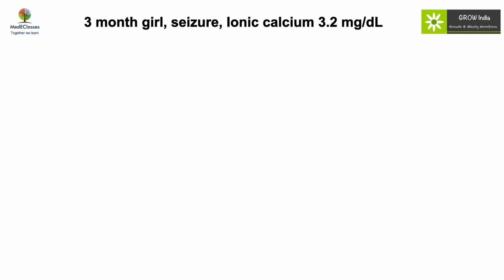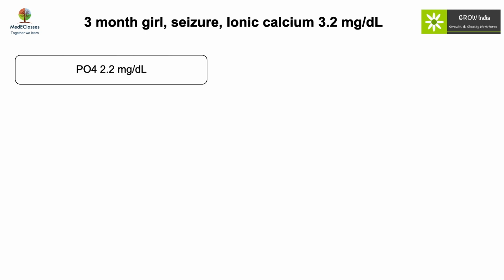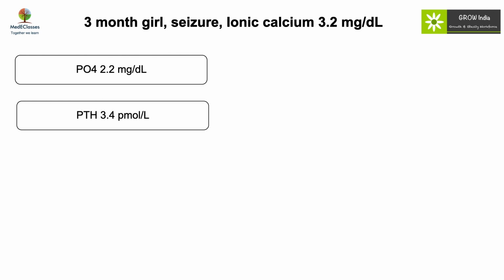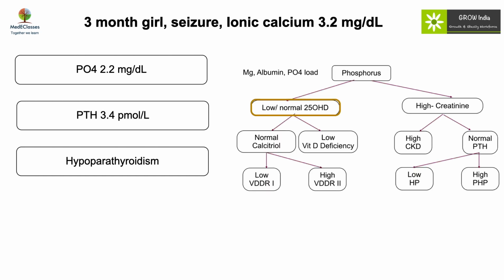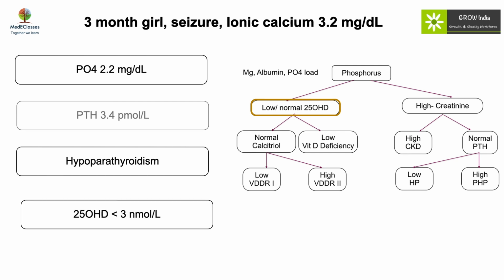We have a 3-month-old girl with seizures and ionic calcium of 3.2, which is very low. Phosphorus levels are also low, and somebody did the PTH, which was low. If you look at this perspective, this is a diagnostic dilemma. We expect anybody who has a low PTH to have a high phosphorus. So is it really hypoparathyroidism, which was the diagnosis with which the child was referred to us? Now what we need to remember is that if the phosphorus is low, we are most likely dealing with a vitamin D dependent cause, and we have to question whether the vitamin D is low or not, which was found to be extremely low.